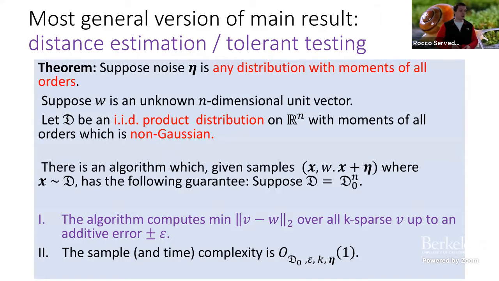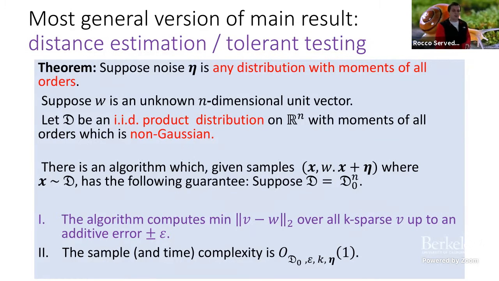Okay, so this is basically the most general version of the main result. I guess, strictly speaking, we can do something more general because we can actually do tolerant testing or distance estimation. We won't just tell you whether or not you're k-sparse or far from k-sparse. We'll output an accurate estimate of the distance to the nearest k-sparse vector. But if you don't care about tolerant testing, you can ignore this and just think about this as being our general result. So arbitrary product distributions, which are not Gaussian. If we know the noise, we can solve this testing problem with no dependence on the dimension n.